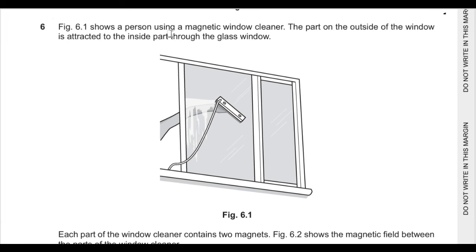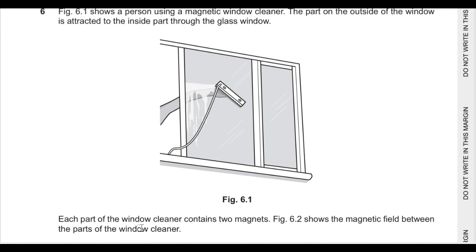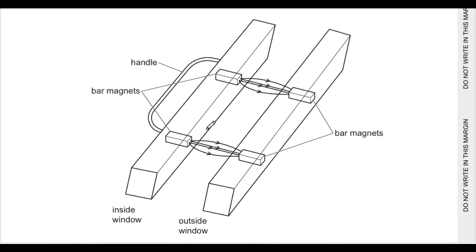The sixth question says figure 6.1 shows a person using a magnetic window cleaner. The part on the outside of the window is attracted by the inside part of the window cleaner. Each part of the window cleaner contains two magnets. Figure 6.2 shows the magnetic field between the two parts of the window cleaner. So basically these are the two parts and between them there is the glass of the window, and these parts rub against that glass and clean our window. And these are attracted by the magnetic fields of each other.